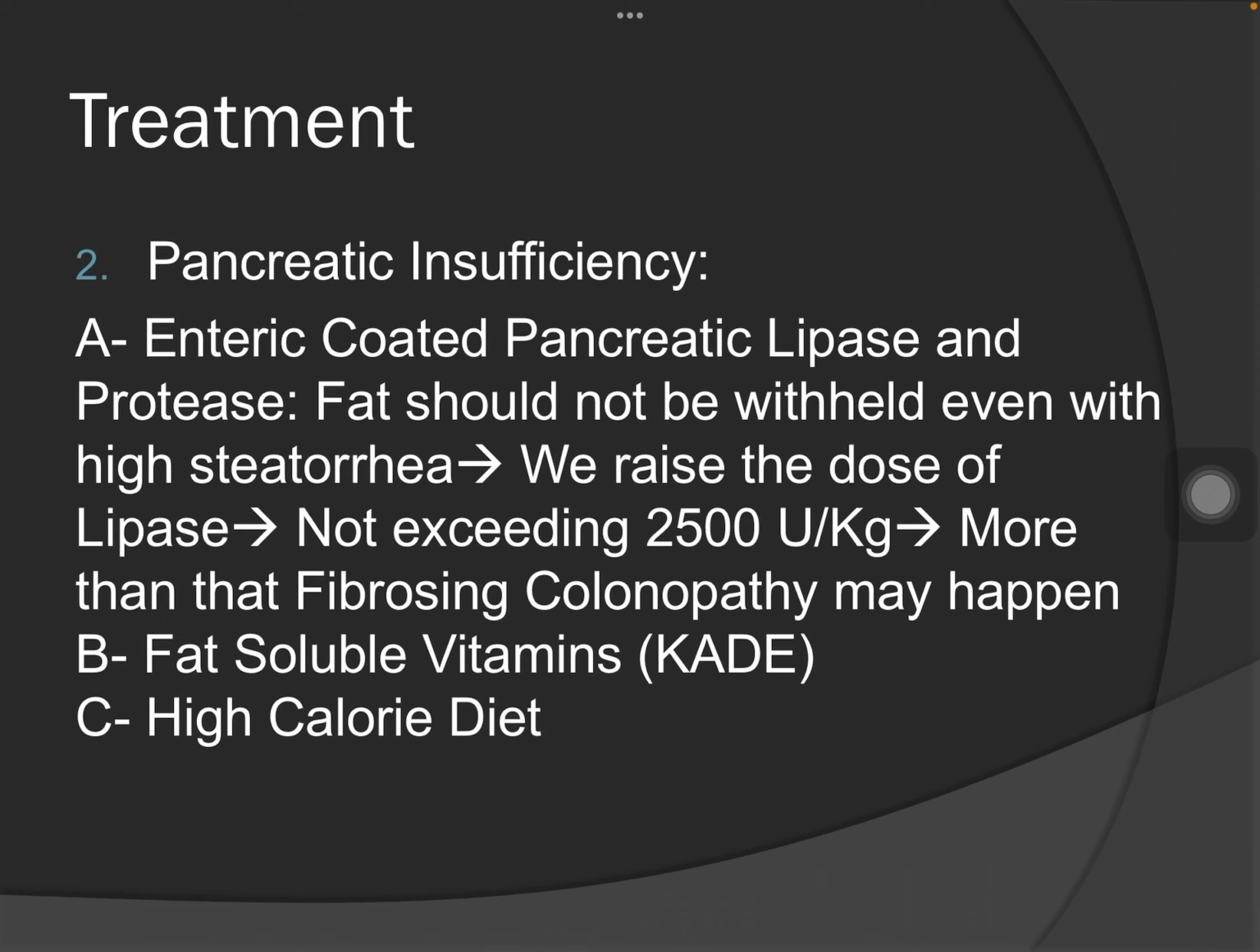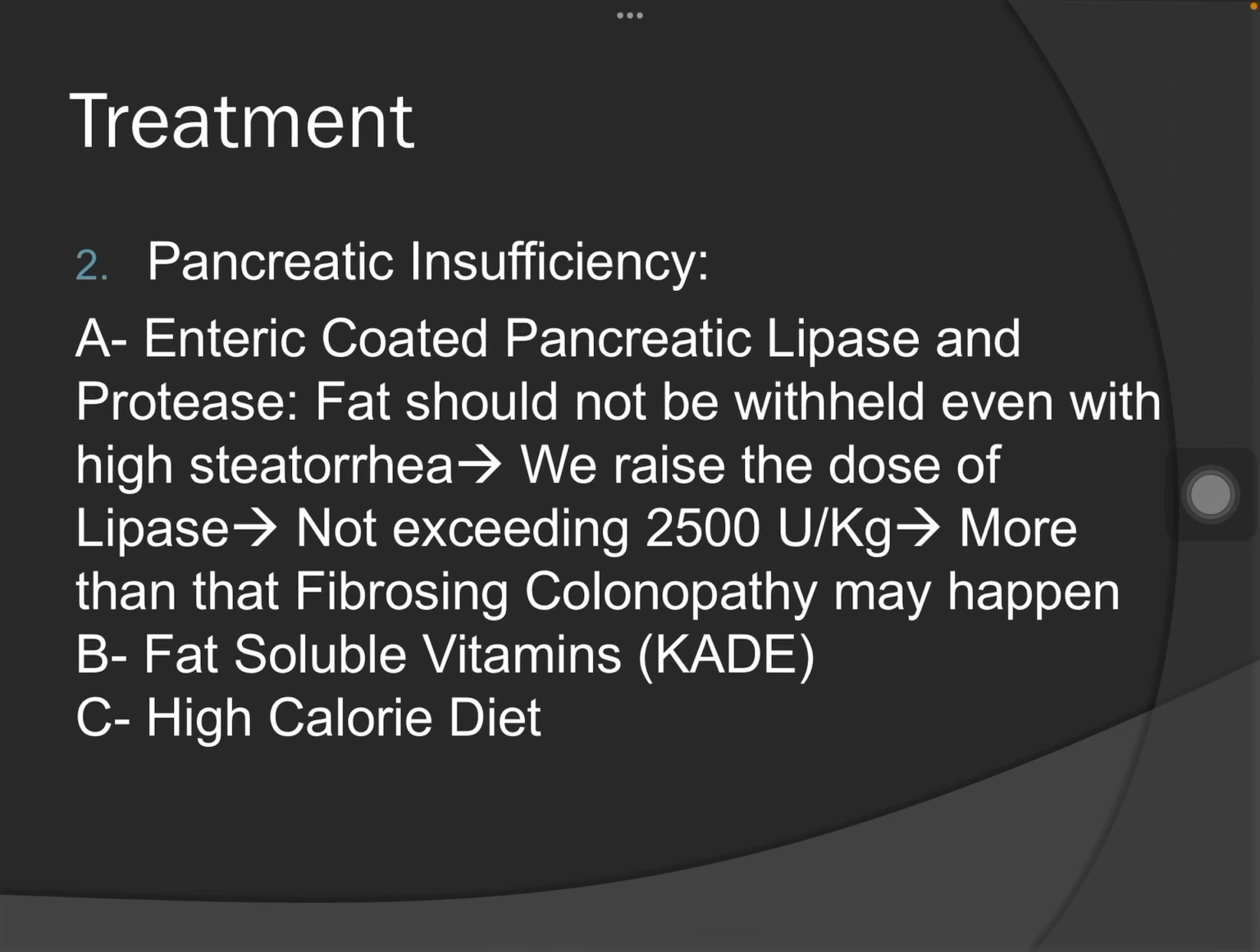For pancreatic insufficiency, we can treat it by giving enteric-coated pancreatic lipase and protease. Now, if we have high steatorrhea in the patient, we should not withhold fat in the diet, but we rather raise the dose of lipase. But we have an important fact that we need to know: lipase given should not exceed 2,500 units per kilogram, because more than that, fibrosing colonopathy may happen.